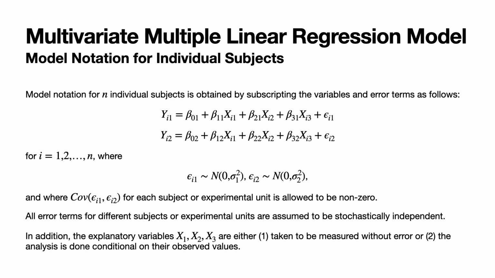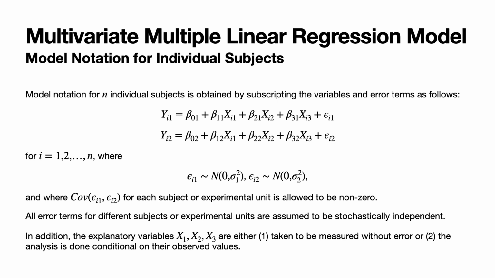The two error terms are assumed to be normally distributed. They are allowed to be correlated. However, error terms for different subjects are assumed to be stochastically independent. And then finally, the explanatory variables x1, x2, and x3, which in the notation on this slide have subscripts for the ith subject, are taken to be either measured without error or the analysis is done conditional on their observed values.